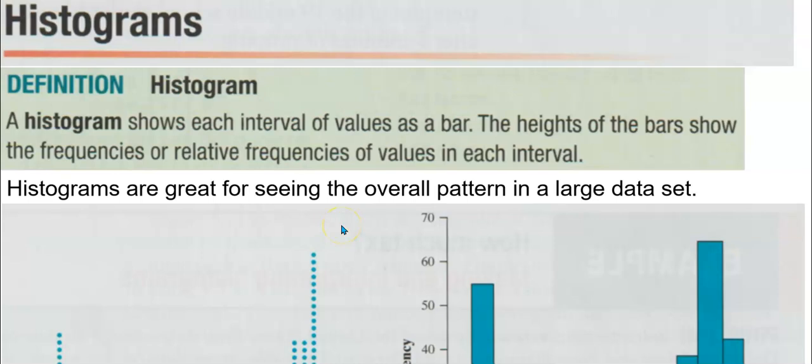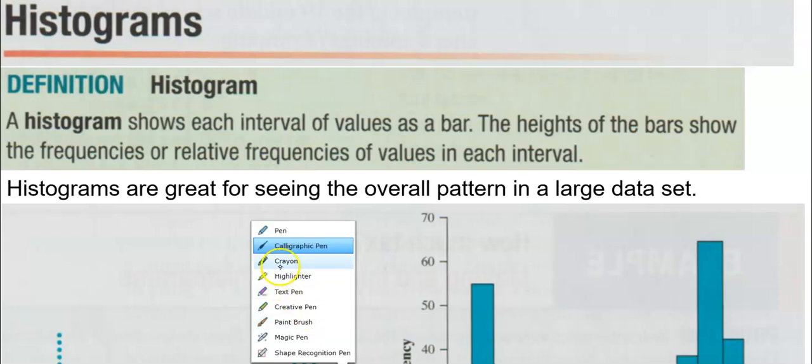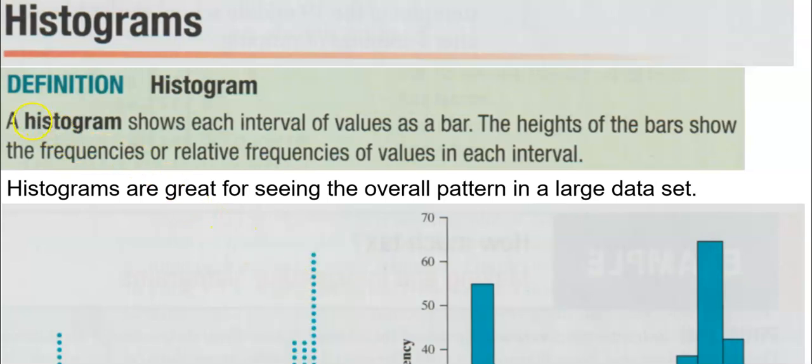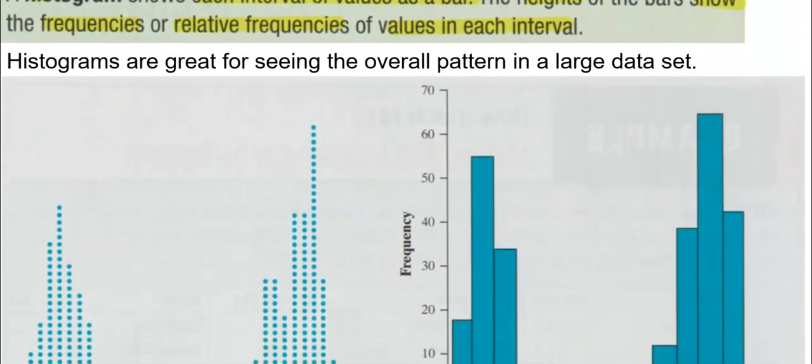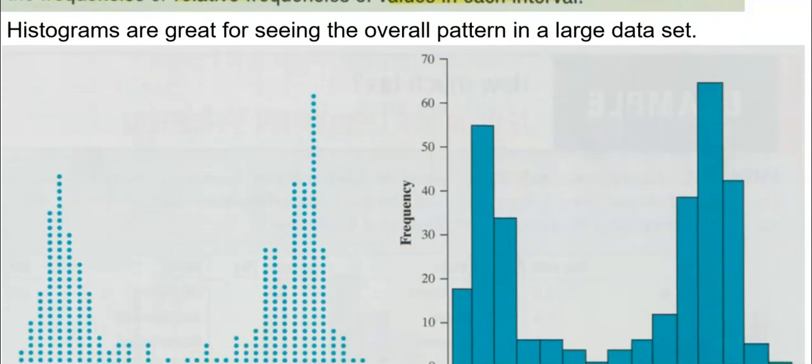Another way to show our data in a graph is a histogram. A histogram shows each interval value as a bar. Histograms are an excellent way to not only show discrete values, they are a great way to show continuous values because they cover an interval. My heights on my bars are going to show frequency or relative frequency of each value in that interval. So histograms are great for seeing overall patterns in a very, very large data set.